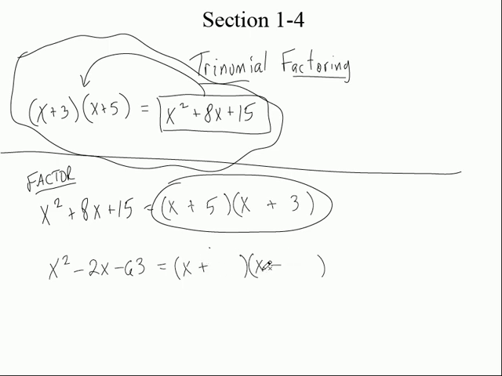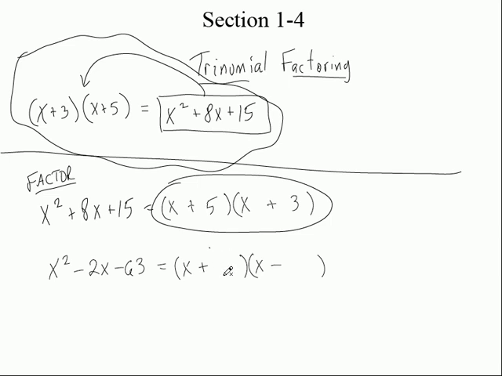It doesn't matter which one you put. You can put the negative here or the positive here, but one has to be positive and one has to be negative. Does that make sense to you? Yeah, absolutely. Now, this times this has to be 63. There are a bunch of things that make 63, but what multiplies to be 63, and the same two numbers will add up to be a negative 2? 9 and 7.